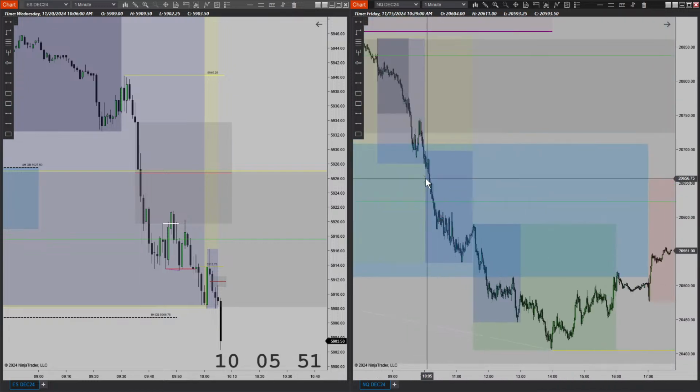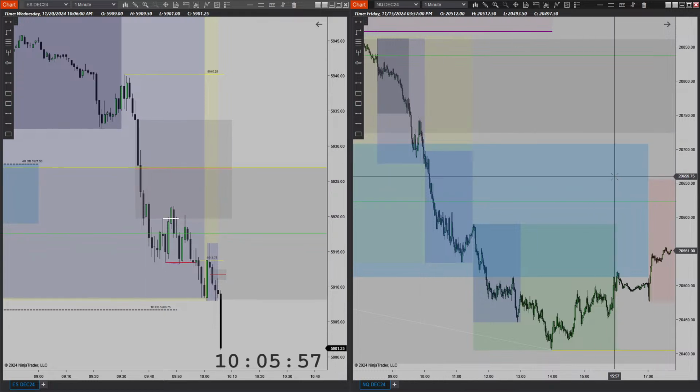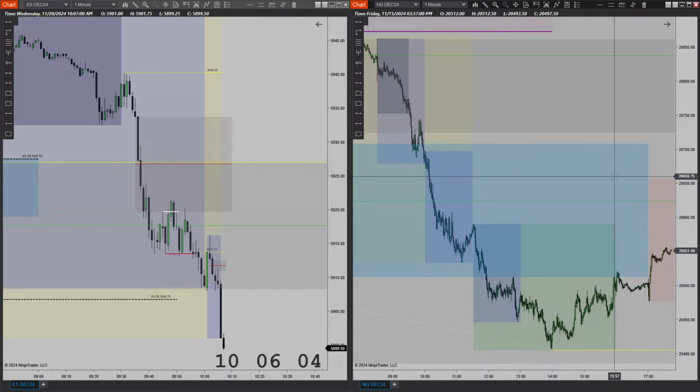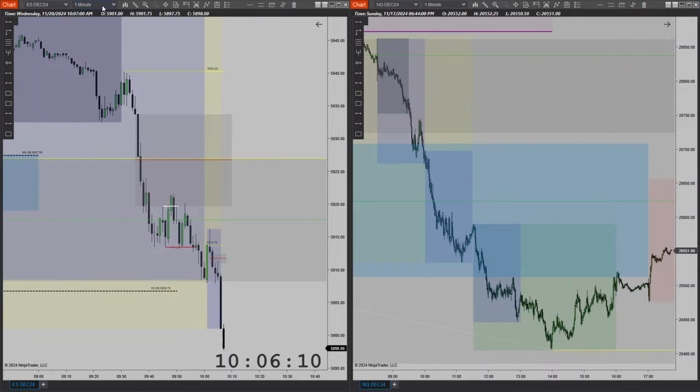So that all depends on what your model is. My model is not until I see both sides of the market get taken out first. And obviously we did not get that just yet. And the fact that price is displacing lower is telling me that maybe my bias is wrong.